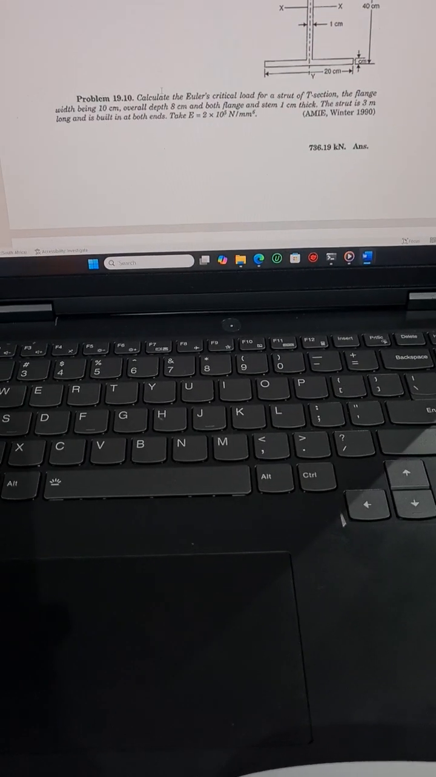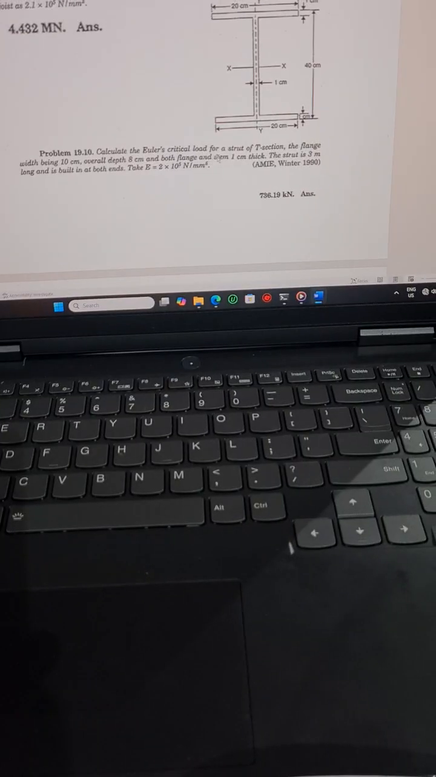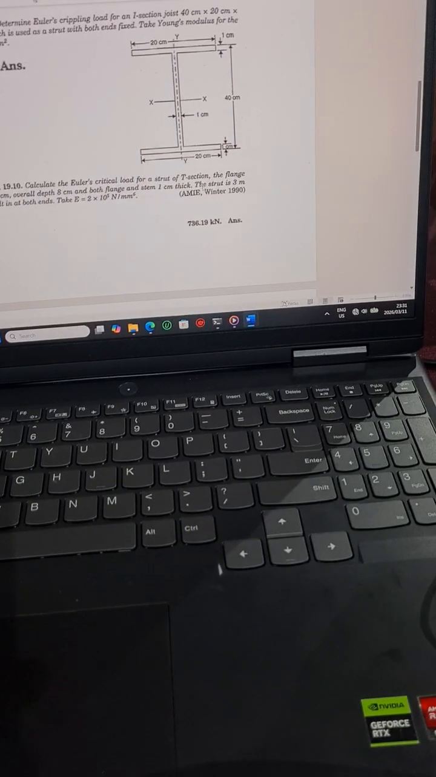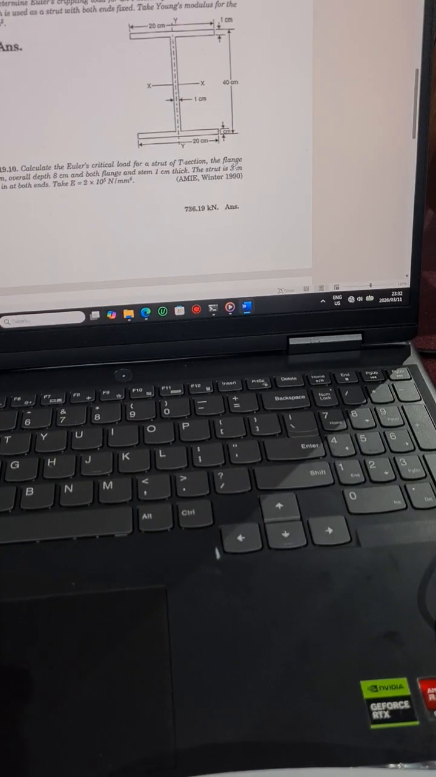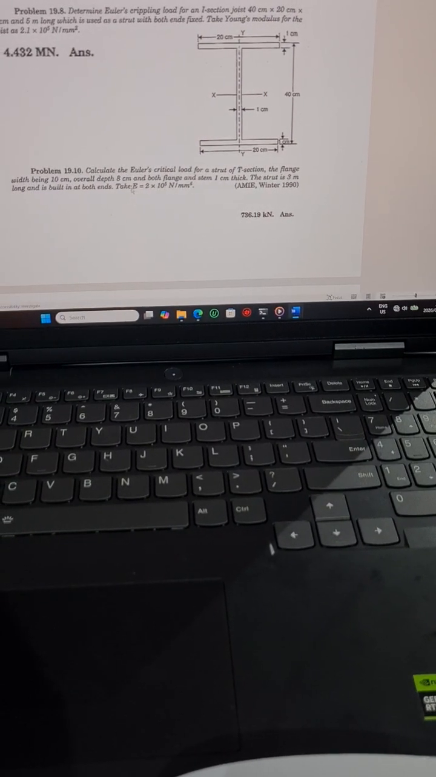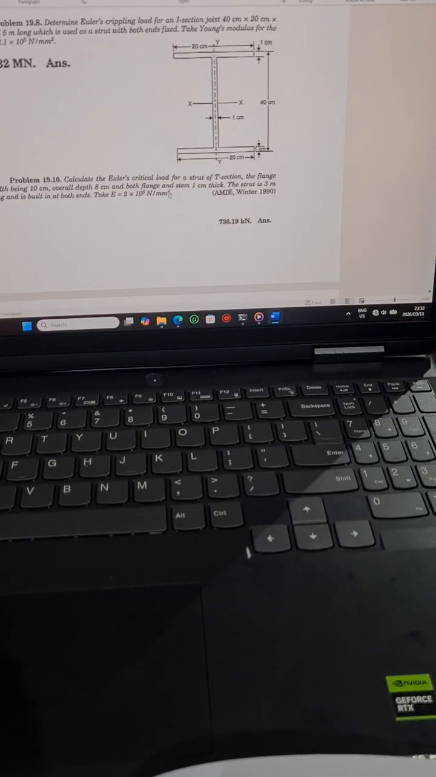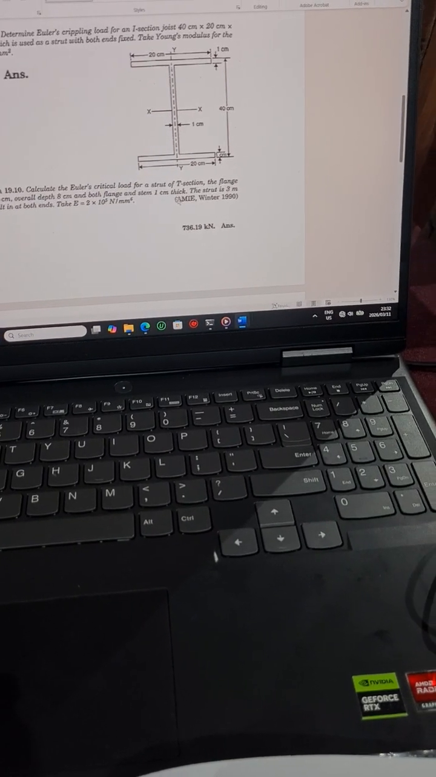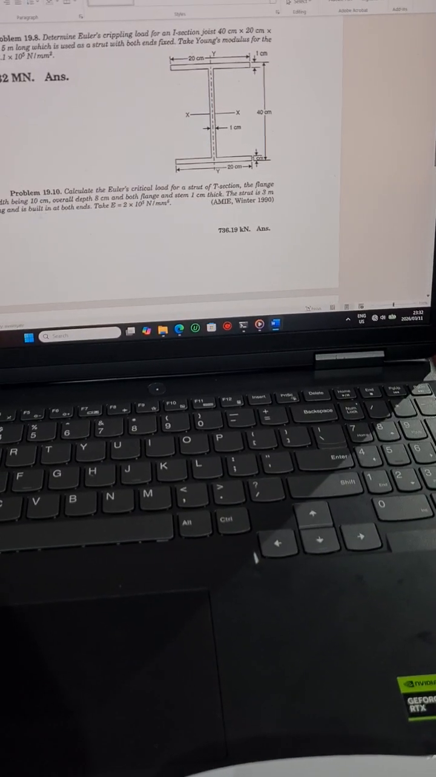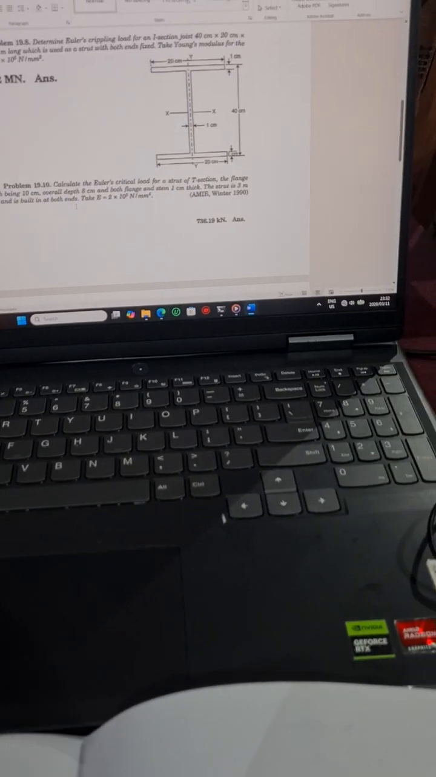Okay. So the problem here says calculate the Euler critical load. So they actually want P for the strut of T section. So we already know this, it's a T section. And then they say the flange width is 10 centimeters, the overall depth is 8 centimeters, and both flange and the stem are 1 centimeter thick. The strut is 3 meters long and is built in on both ends.